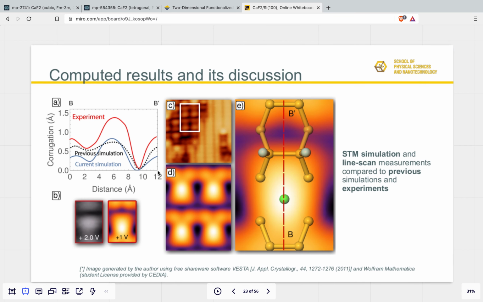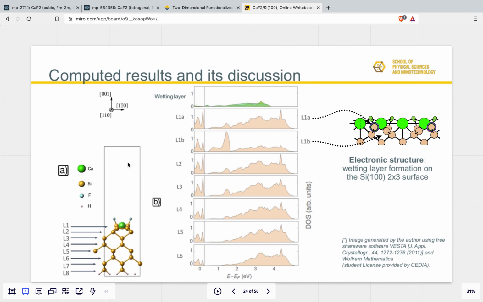For positive voltages probing unoccupied states, we also recovered similar patterns and got a qualitatively better shape of the topography than the previously reported results of this material. By computing the density of states of the wetting layer surface slab, we can observe that the bottom silicon of the first layer makes a bigger contribution to the unoccupied states of the material.